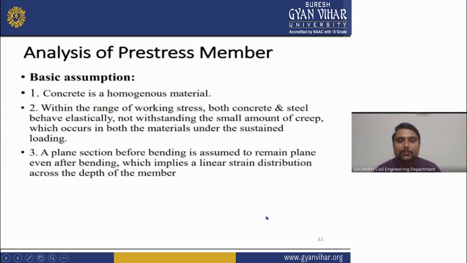Now we will see the analysis of a pre-stressed member and what the basic assumptions are. First, we have to assume concrete is a homogeneous material. Second, within the range of working stress, both concrete and steel behave elastically, notwithstanding a small amount of creep which occurs in both materials under sustained loading. Third, plane sections before bending are assumed to remain plane even after bending, which implies a linear strain distribution across the depth of the member.